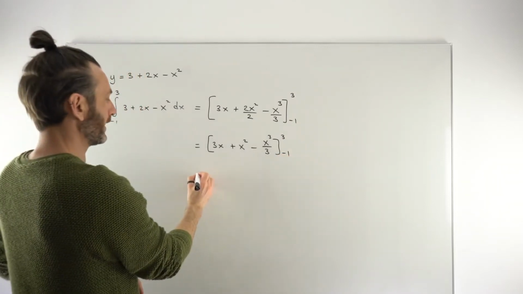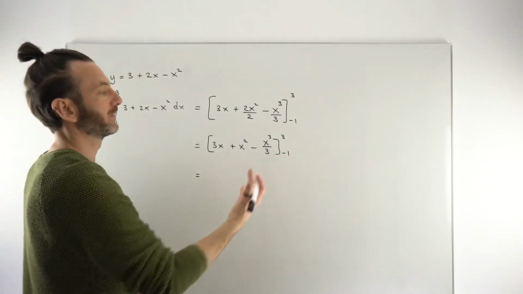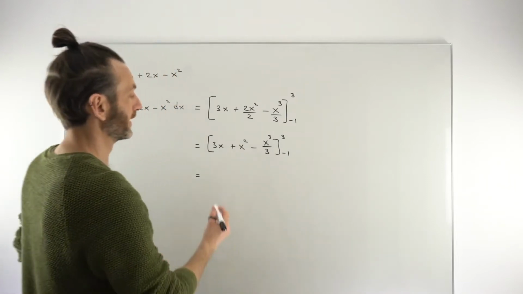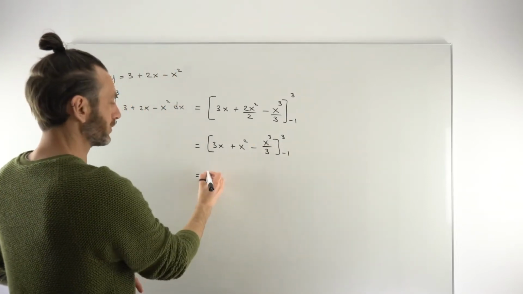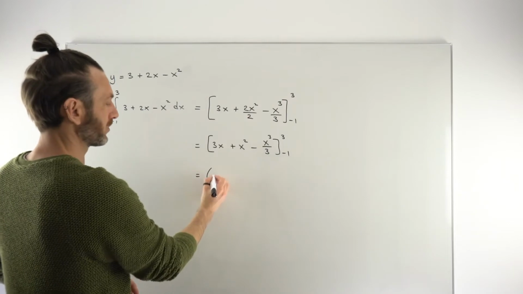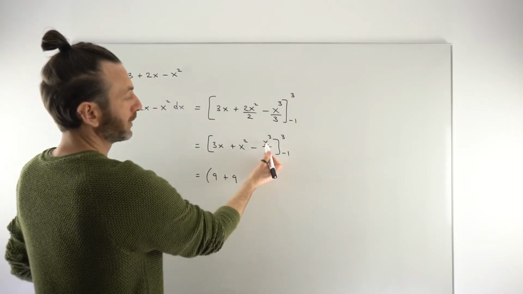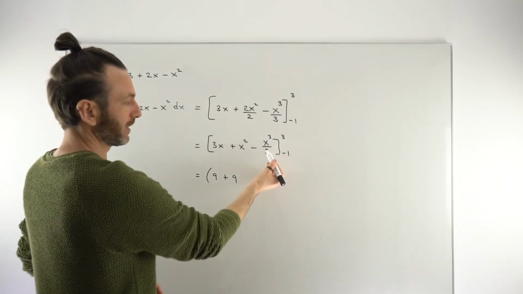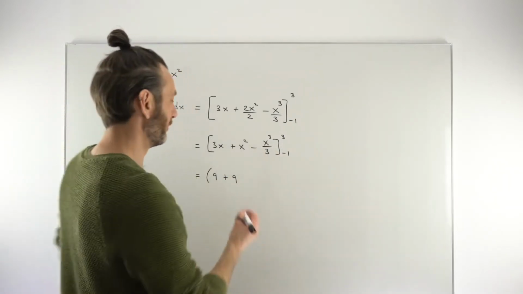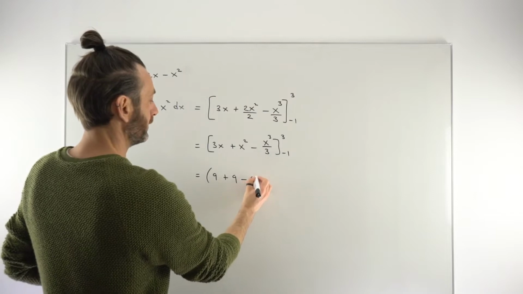So now we're just going to go ahead and process the number, and once we get the final number, that will represent the shaded area. So we're putting the 3 in first, so we're going to get 3 times 3, which is 9, then 3 squared, which is also 9, 3 cubed is 27, 27 divided by 3 is also 9, so a bunch of 9s in this first bracket.